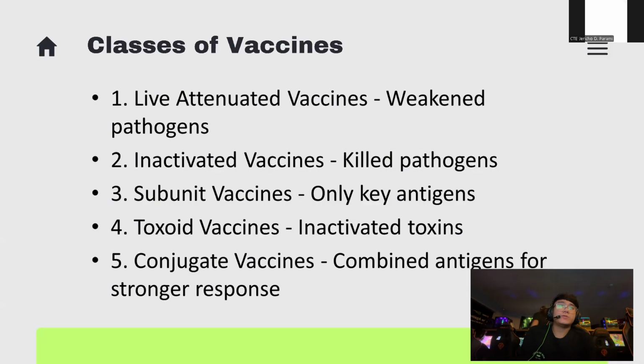We have the last one, which is the conjugate vaccines. These are designed for pathogens with protective polysaccharide capsules that evade the immune system. So it's combined antigens for a stronger response. By combining a protein with the polysaccharide, these vaccines enhance immune response, especially in young children. Examples include the, oh no, not the HIV, the Hib and the pneumococcal vaccines.